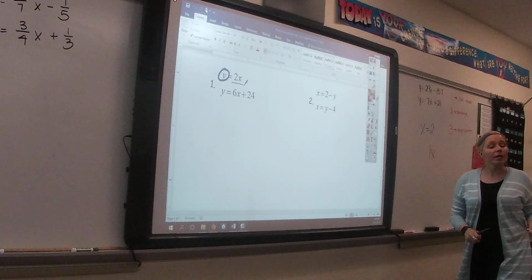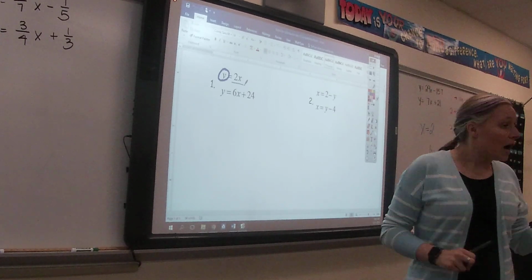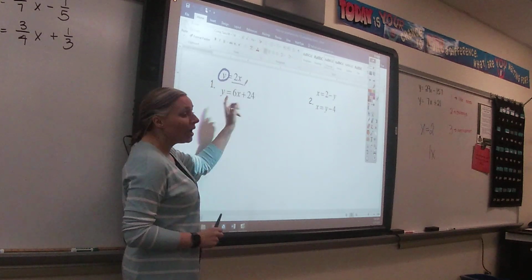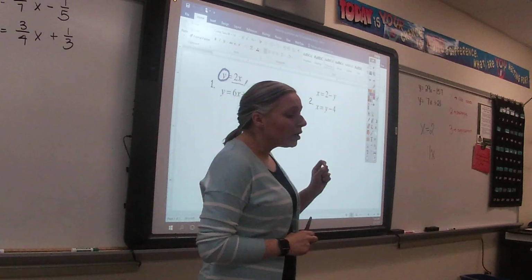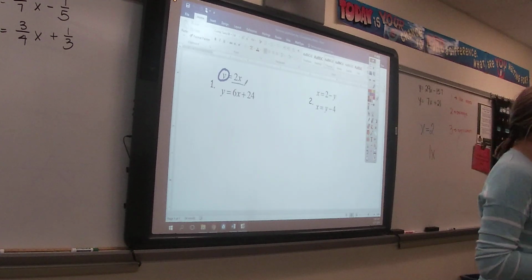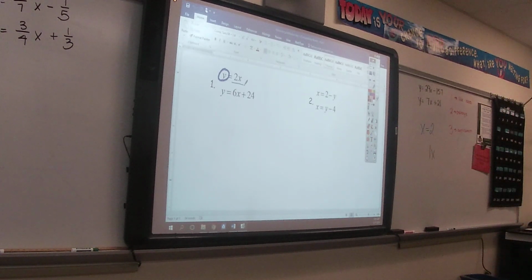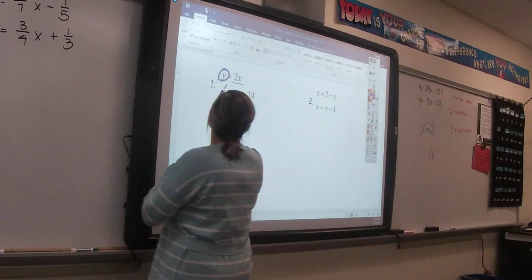So then step 3 says, look at the other equation, the one that we haven't touched yet. So we're going to look at the other equation, and we are going to cross out the same variable that we circled. So what letter did we circle? Y. So what letter are we going to cross out? Y. So we are getting rid of the Y.